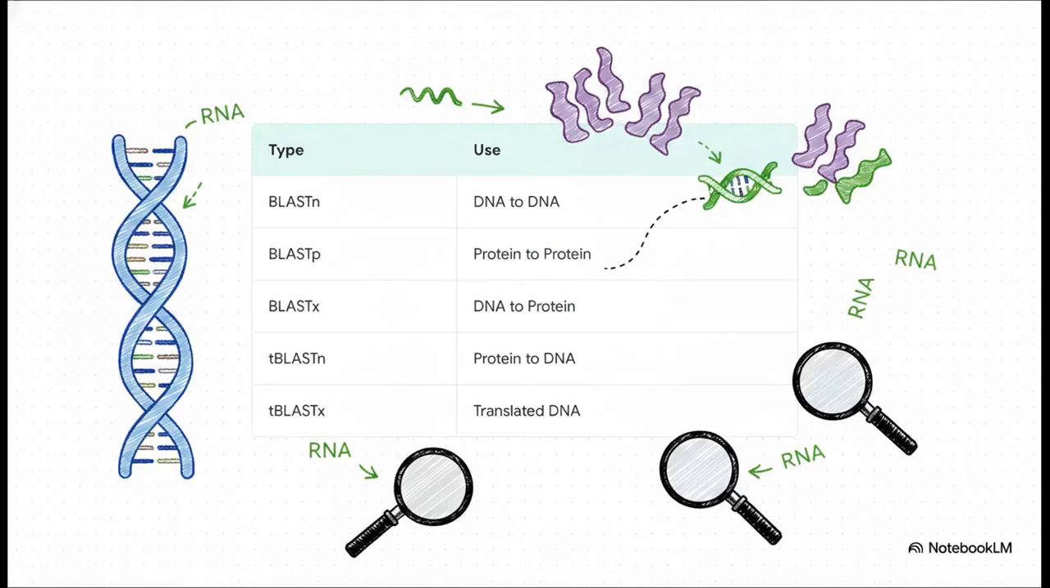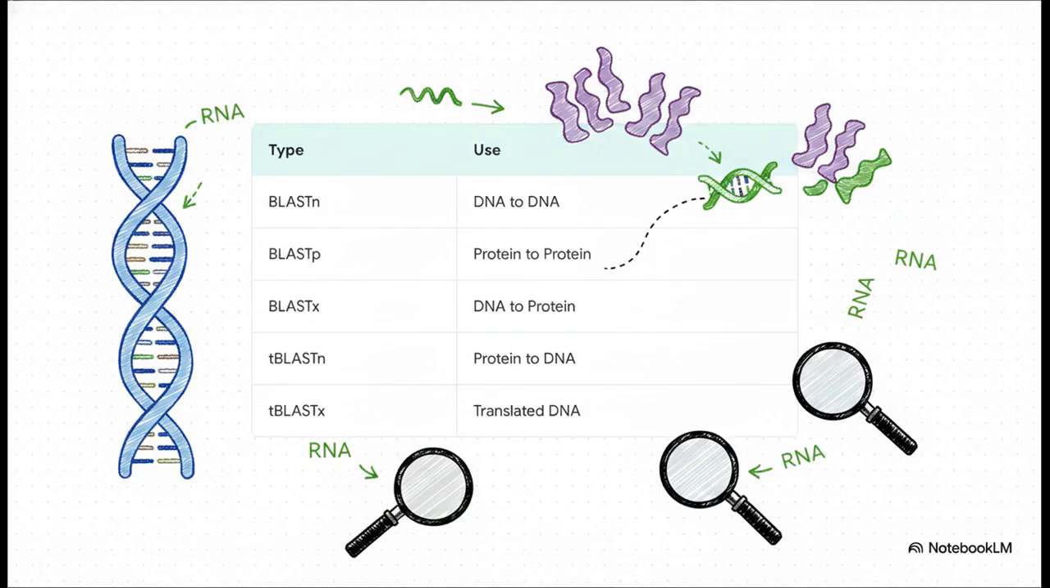But here's a really interesting part. BLAST isn't just one single tool. It's actually a whole suite of tools, and you choose one depending on the exact evidence you have. Think of this as your quick reference cheat sheet. So if you're starting with DNA or RNA, you're going to use BLAST-N to compare nucleotide sequences. Got proteins? You'll use BLAST-P.